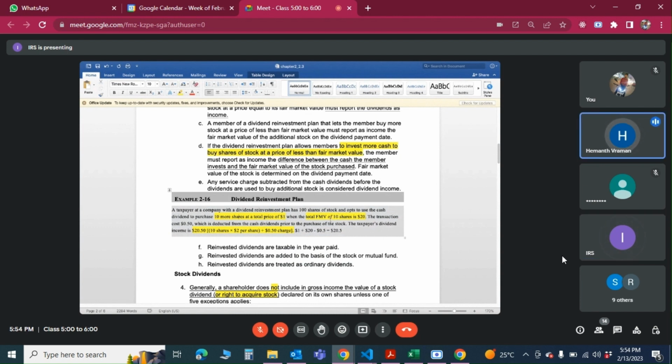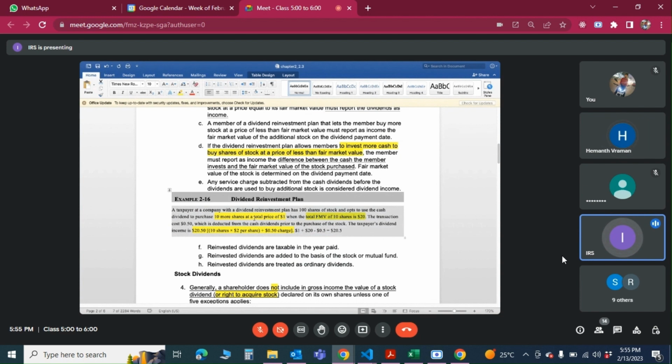The taxpayer reinvested, holding 100 shares of stock, and opted for cash, but he purchased 10 more shares for the total price of $1. Correct. So he gave only $1 to the company and got 10 more shares, right? Yes. And what is the total FMV of those 10 shares? The total FMV of 10 shares is $20. Why? Because every share is $2 each.